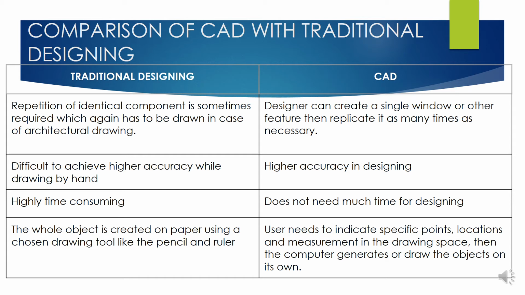In traditional designing, the whole object is created on paper using a chosen drawing tool like a pen and ruler. In the case of CAD, users need to indicate the specific point, location and measurement in the drawing space. Then the computer generates or draws the object on its own.